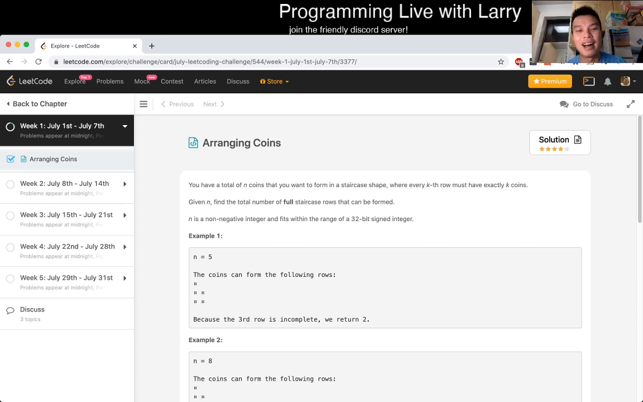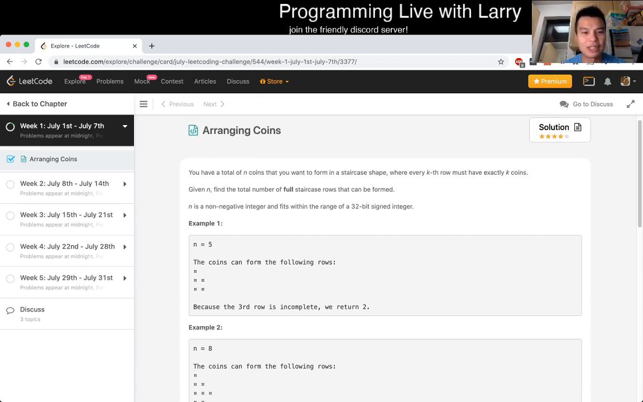Anyway, day one, arranging coins. So this problem, it's not hard to see the pattern per se. You see one, two, but not the third one, and so forth.